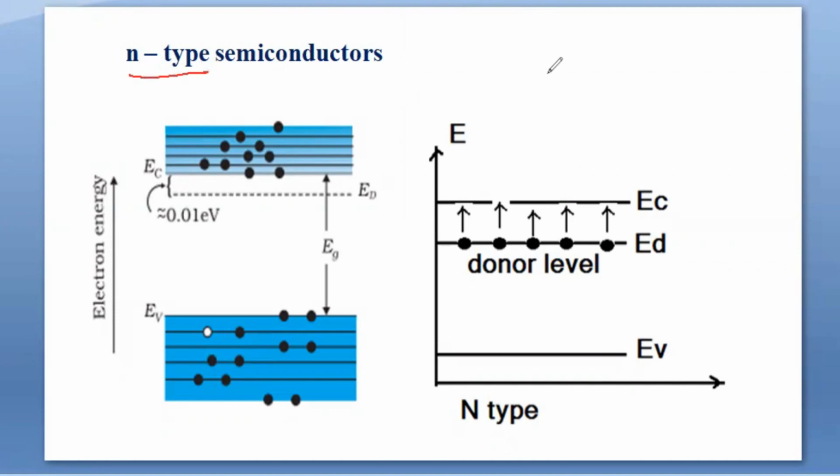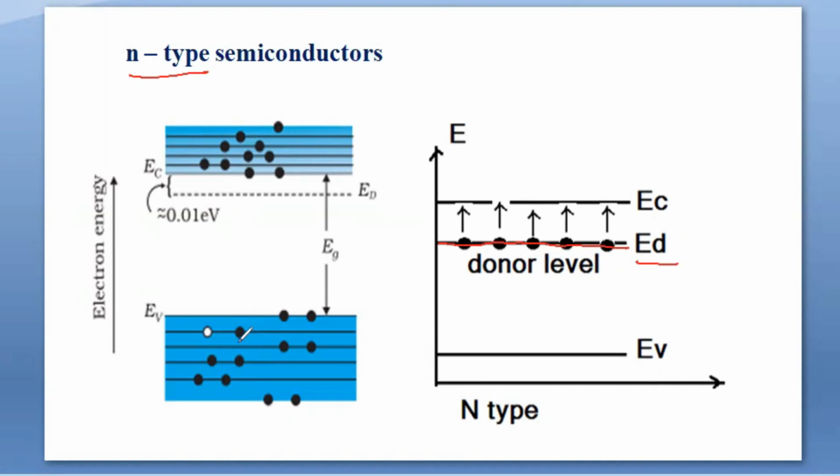So, we know that there is a valence energy level and a conduction energy level in semiconductors. Here, because of the impurity atoms, one more energy level is coming, that is the donor energy level. This donor energy level is represented with ED. This energy level lies near to the conduction energy level. So the donor energy level lies near to the conduction energy level.